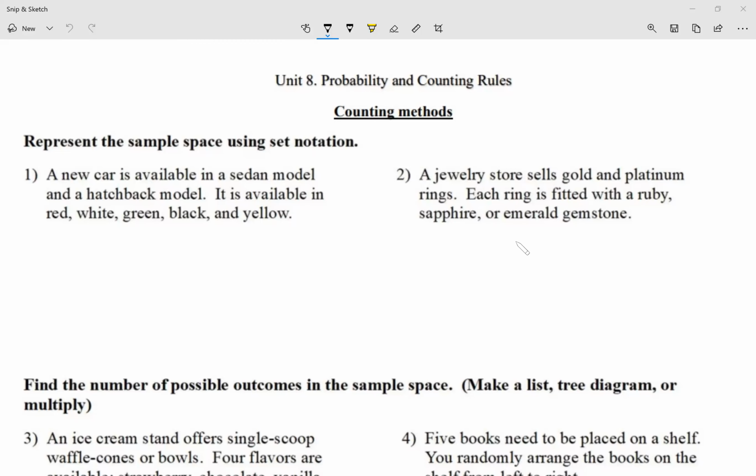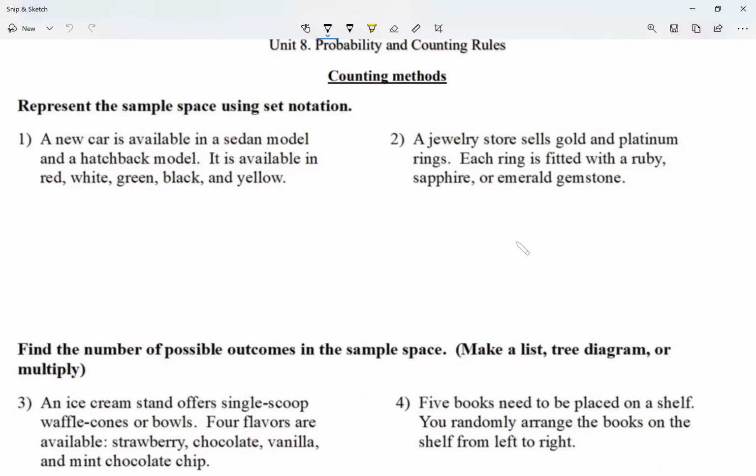Okay, so let me take a look at the first four examples. We're going to be looking at our counting methods and probability. Basically, with counting methods, we're going to be looking at what are all my cases. So let's take a look. For questions 1 and 2, I'm going to represent the sample space using set notation.